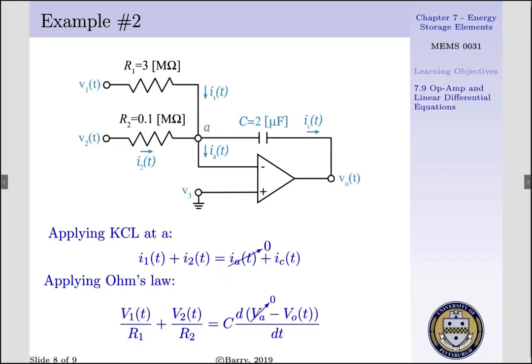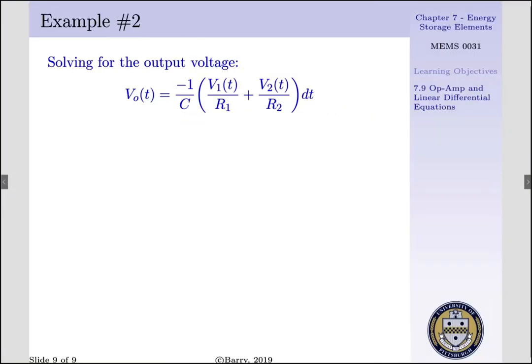Now, if we apply this in terms of Ohm's law, I1 is simply equal to V1 per R1, since VA is equal to 0. I2 is equal to V2 per R2, and this is equal to I sub C, where our current running through our capacitor is equal to our capacitance times the time rate of change of our voltage. And this would be the difference of VA less V out per dt, where VA is equal to 0. Now we have to solve for our output voltage. V out is equal to minus 1 per C times V1 per R1 plus V2 per R2 dt.